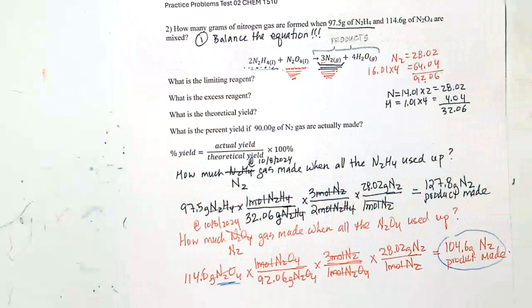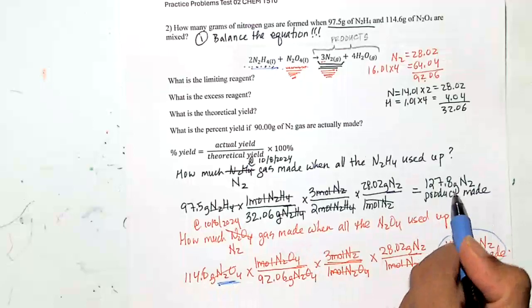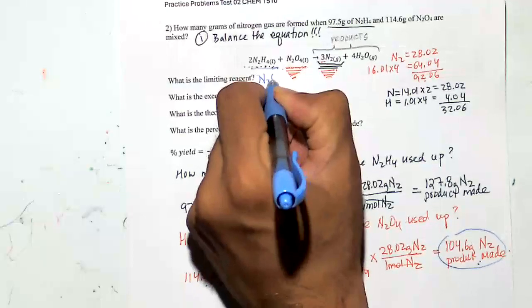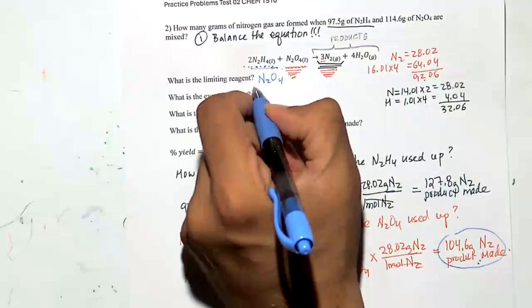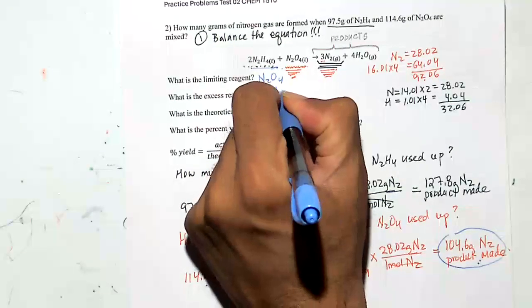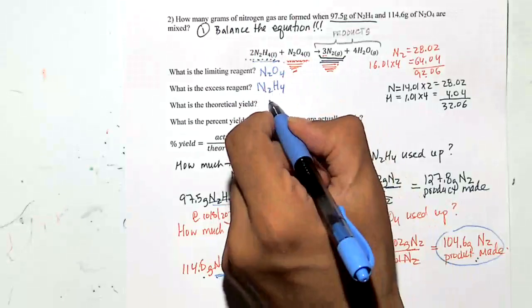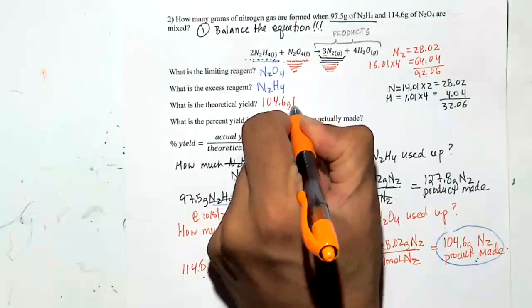So 104.6 grams of product is made, and then all of this is gone. So you can't make more because this other reactant is all gone. So the limiting reactant is N2O4. The excess is the other one, which is N2H4. And what is the theoretical yield? How much can you actually make? 104.6 grams of product.